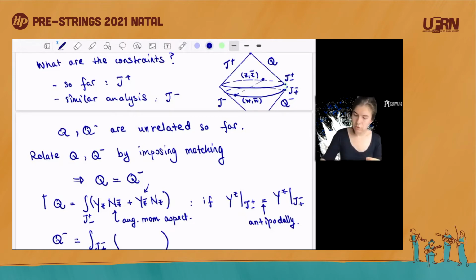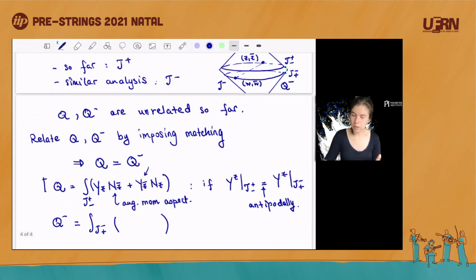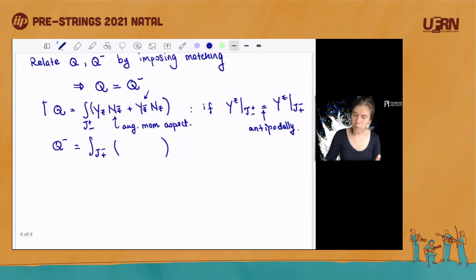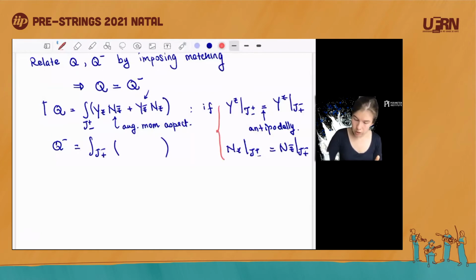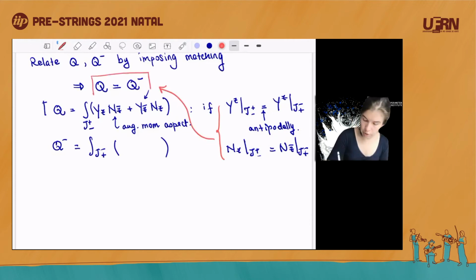So in other words, there is a relationship between z and w telling you that w is essentially minus 1 divided by z bar, and similarly for z bar. So this is what I mean by antipodal matching condition. And similarly for nz at scri plus minus is equal to nz bar at scri minus plus. So both of these conditions imply this equation, and this is a very important equation.